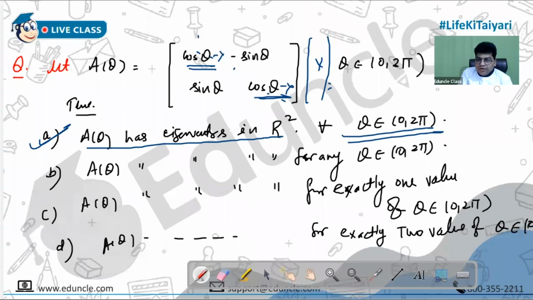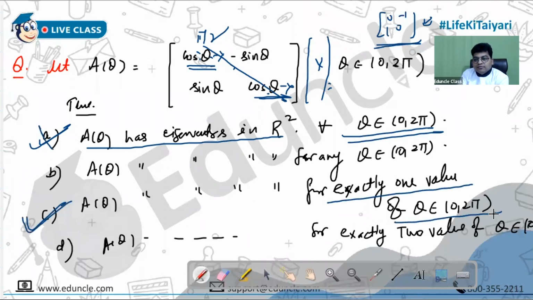No. If you take theta equal to pi by 2, this matrix will be converted into a matrix which is orthogonal, but this matrix is not having real eigenvalues. And if you take theta equal to 0, then what will happen? If theta is equal to 0, I has real eigenvector. So that's why this is the right answer, exactly 1. And you can check also. Okay.